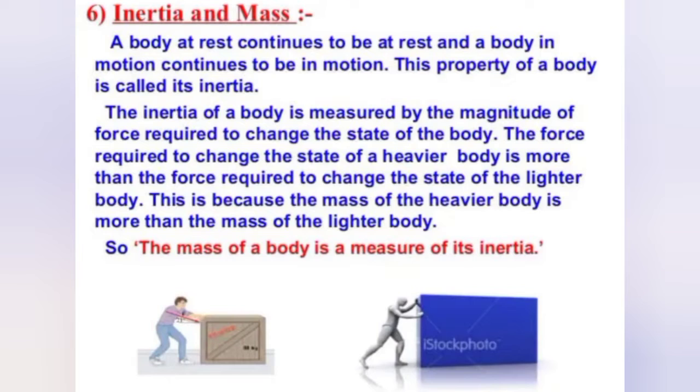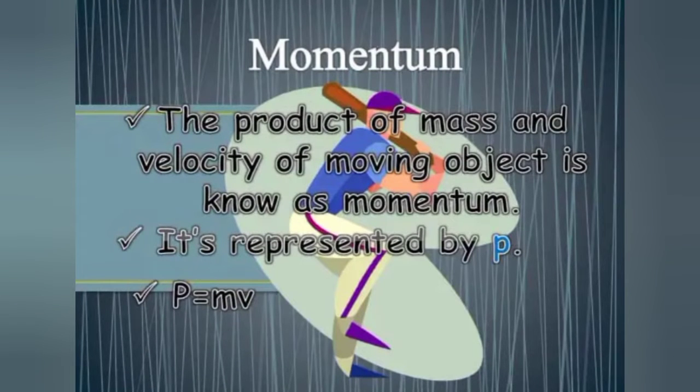So now we know that a heavy object will have more inertia than the lighter one. Now we'll discuss another physical quantity, that is momentum. What is momentum? The product of mass and the velocity of a moving object is known as momentum, and it is represented by P. So we can say that momentum measures the quantity of motion possessed by a body, and it is defined as the product of mass and velocity of the body.